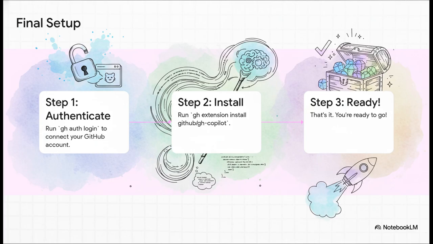All right, once you've got the GitHub CLI installed, there are just two quick things left to do. First, run gh auth login. That's going to connect your GitHub account, and it'll walk you through the whole process. Then, you just have to install the extension with the command you see right here, gh extension install github/gh-copilot. And that's it. Seriously, you're all set.